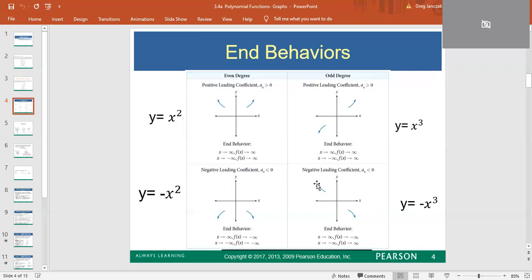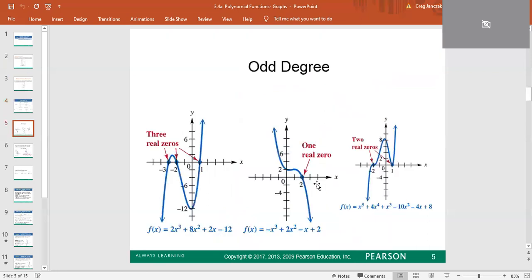Okay, any questions there? Okay, so another look at an odd degree polynomial. Here this polynomial is 2x cubed plus 8x squared plus 2x minus 12. You look at the leading term, what starts off, the 2x cubed. You can see that it's positive right here, and it's cubed, so it's odd. So it's going to end up to the right, like this, and down to the left. So you can see that end behavior, and it's going to do different things in between.